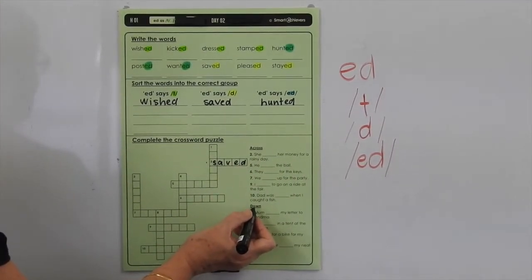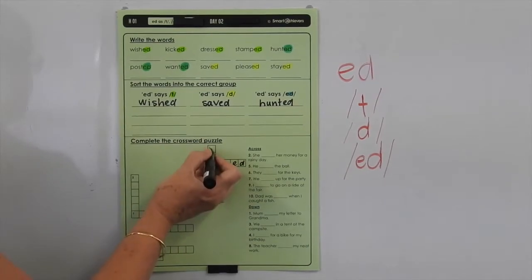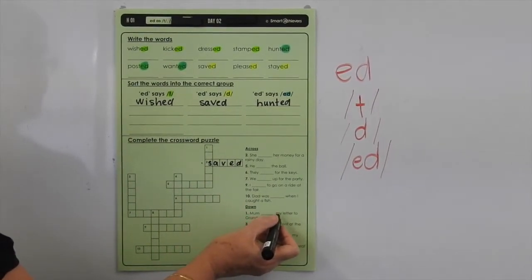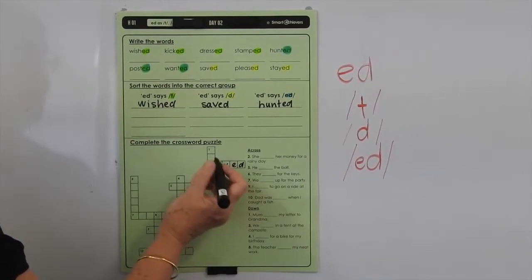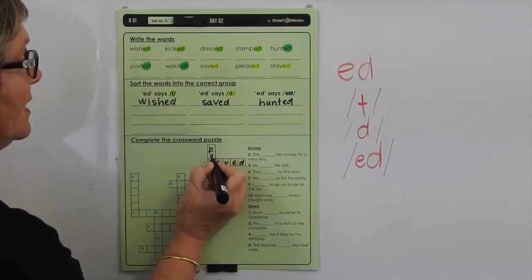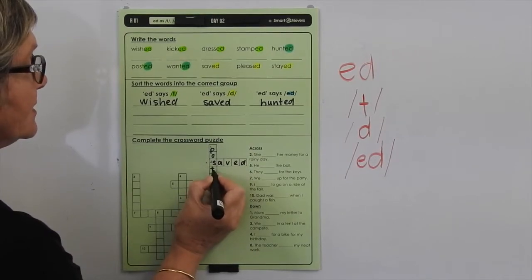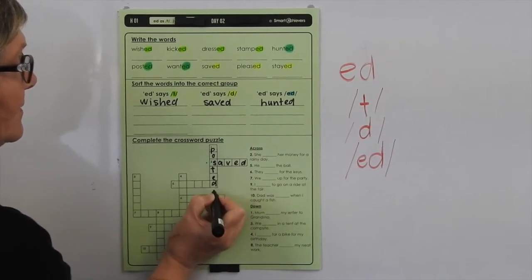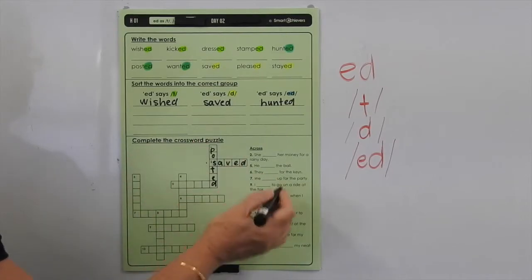Now going down, one is there, going down. Mum something, my letter to grandma. Mum posted, it'll be a word from up the top. Posted, my letter to grandma. You can finish the rest of those on your own.